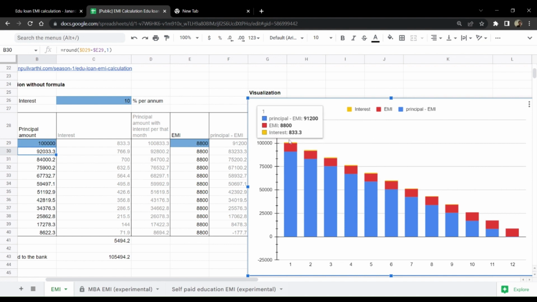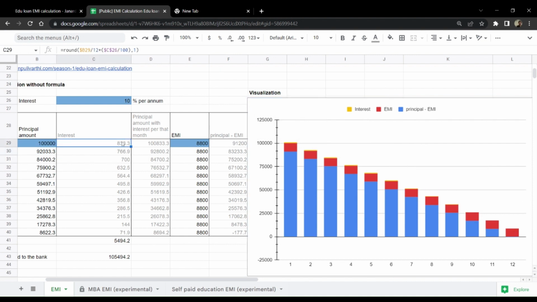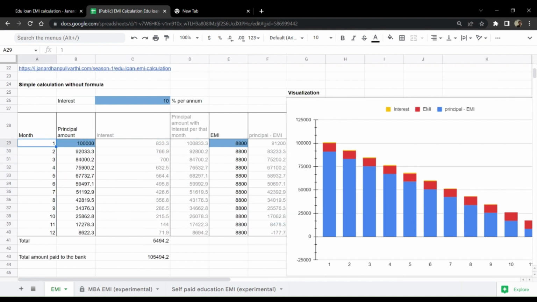the yellow bar. The yellow bar is noticeable here. Over time it is not noticeable because the interest decreases over time. Since the interest decreases over time, it would be 5,494 instead of 10,000 rupees. So in total, in effect, we are paying 1 lakh 5,494 rupees to the bank by the end of the year.